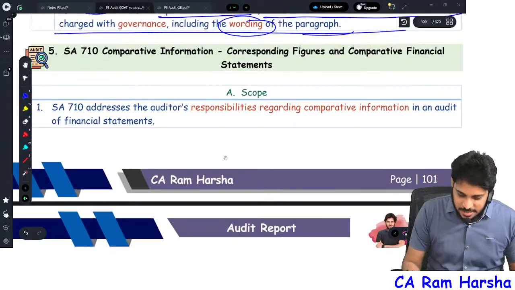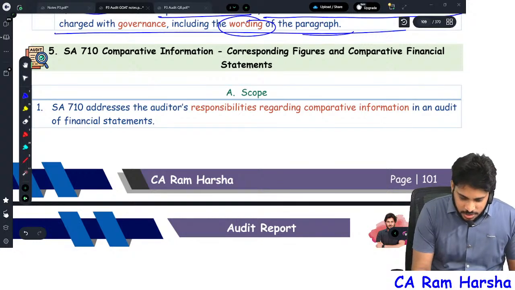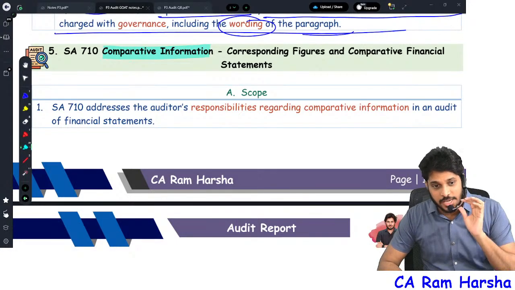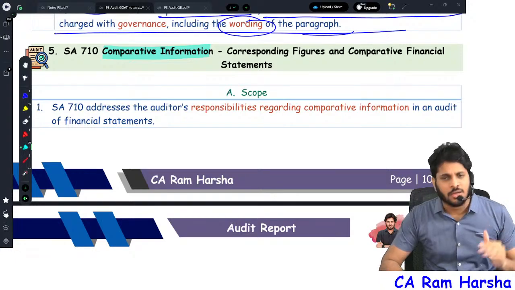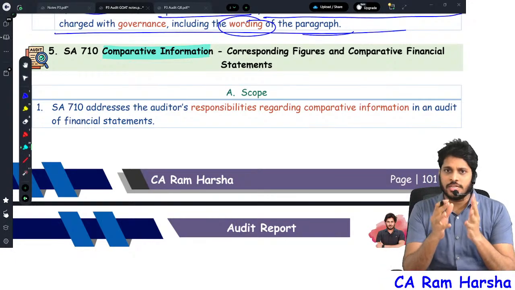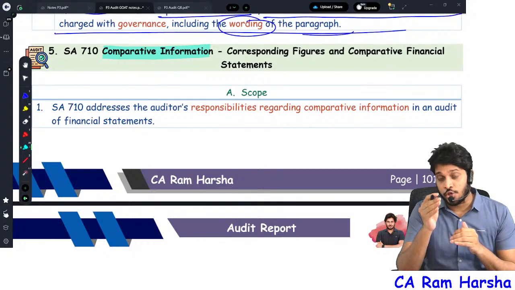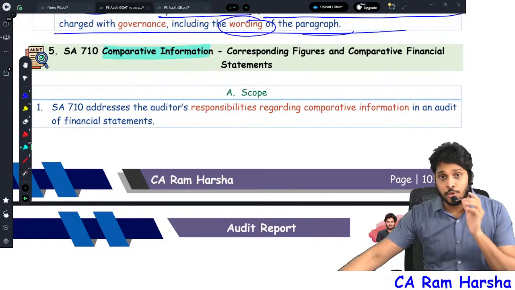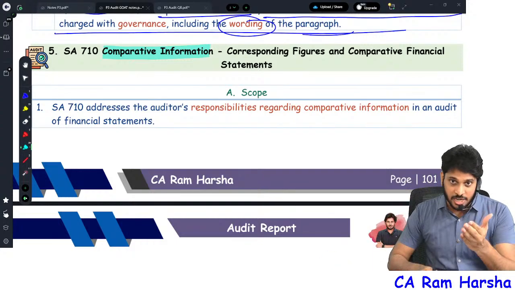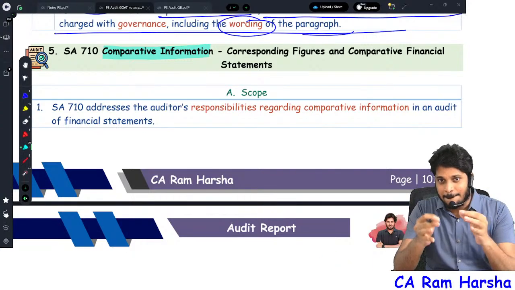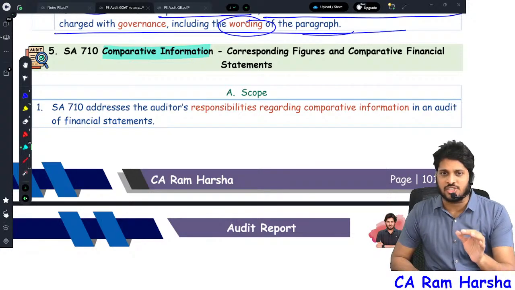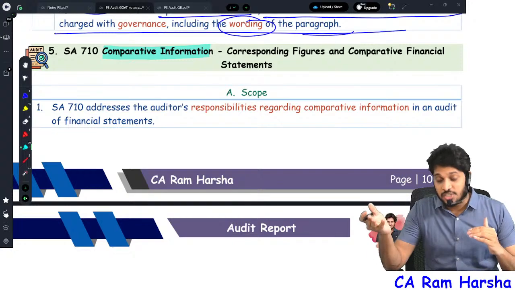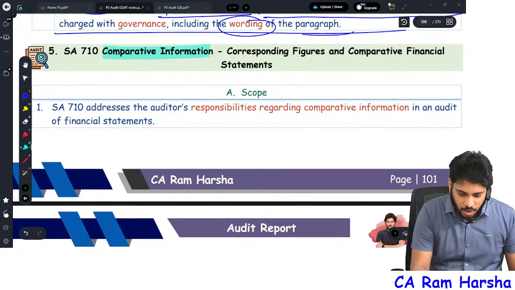What is the 710 standard about? You look at the standard 710, it is talking about comparative information. What do you mean by comparative information? Very simple. You see any balance sheet or P&L, you will find last year figures also, along with current year figures, in Schedule 3. Any bank or company balance sheet you take, you will find last year figures, right?